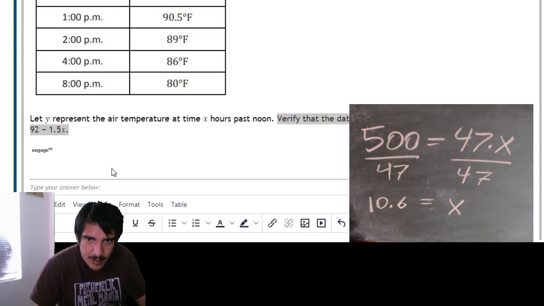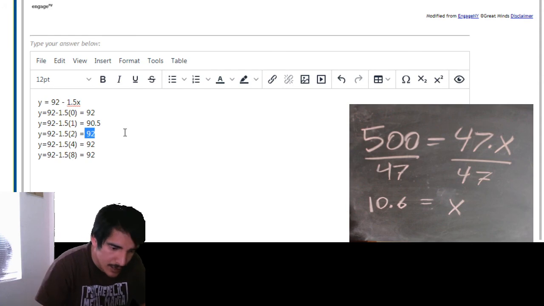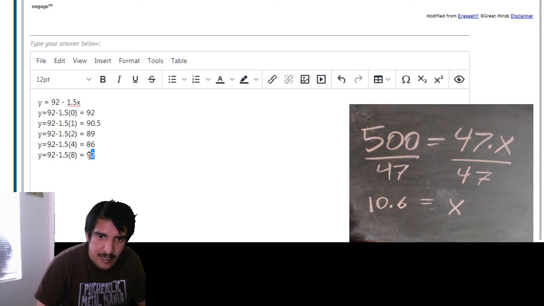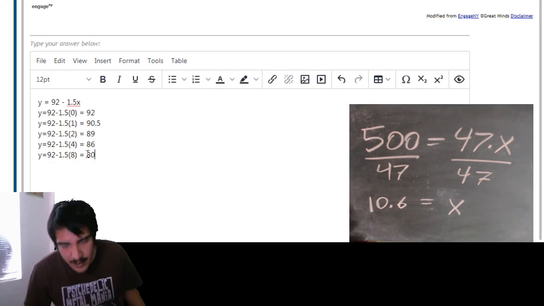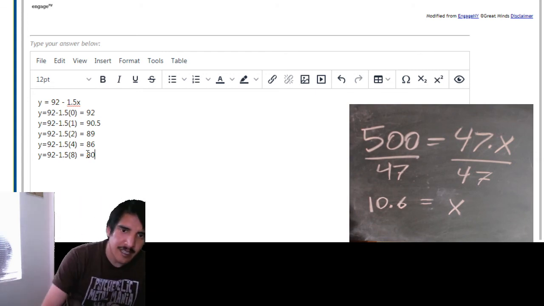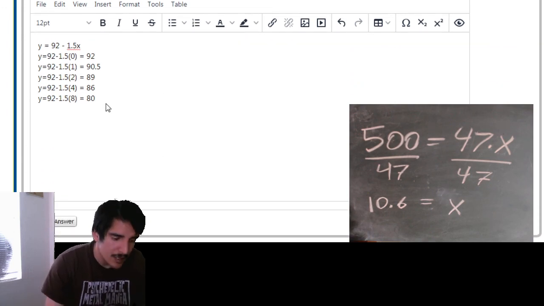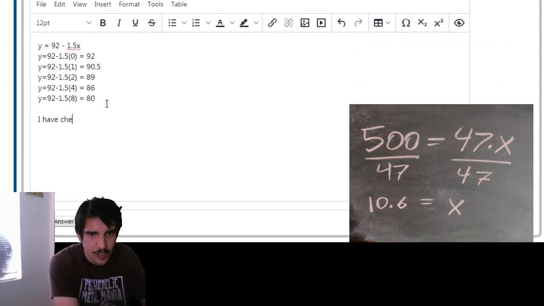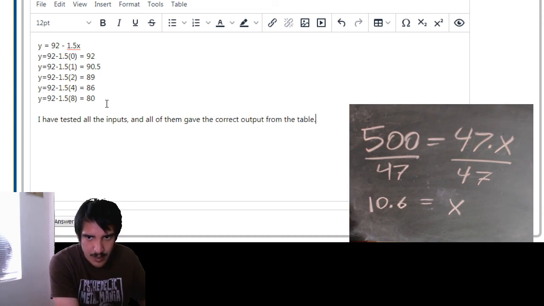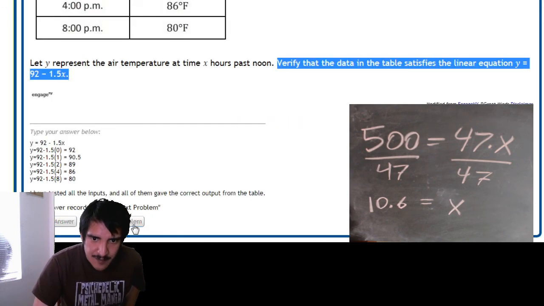And so 89, 86, and 80. If you do this, I will mark it correct. But you got to make sure that you're using a calculator to make sure that these equations are correct. Okay? Once you do that, you say, I have tested all the inputs, and all of them gave the correct output from the table. So we just verified that the formula works.